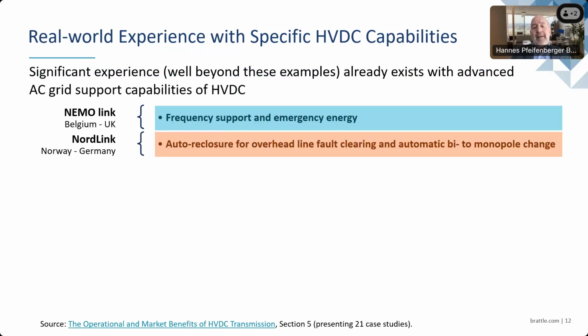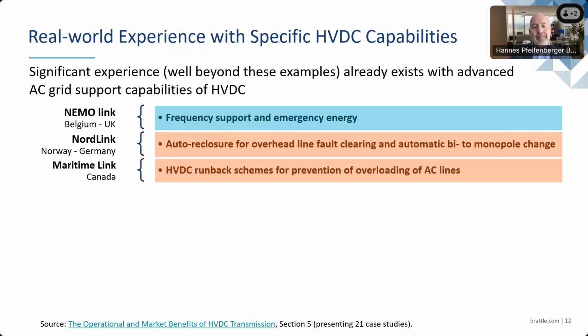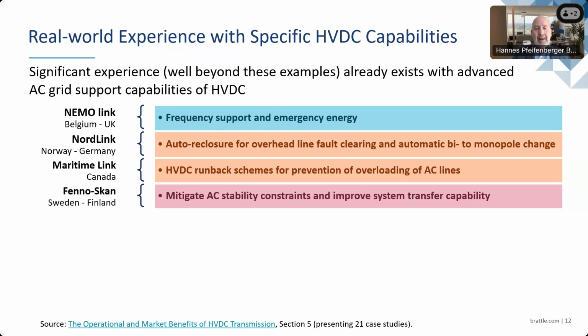If we have an overhead line, it's shown that we can do auto reclosure for overhead line fault clearing and automatic bipole to monopole changes. These are capabilities that are not theoretical and that are very important. We have HVDC runback schemes to prevent overloading of AC lines during contingency situations that are being used in several places, not just this example here.